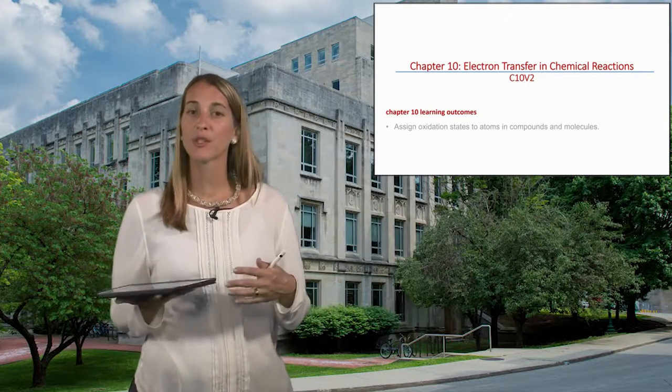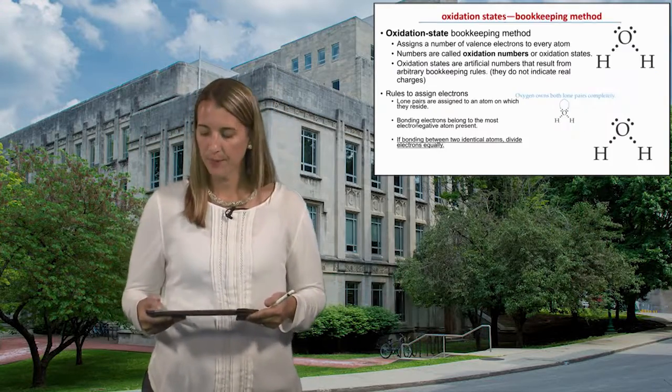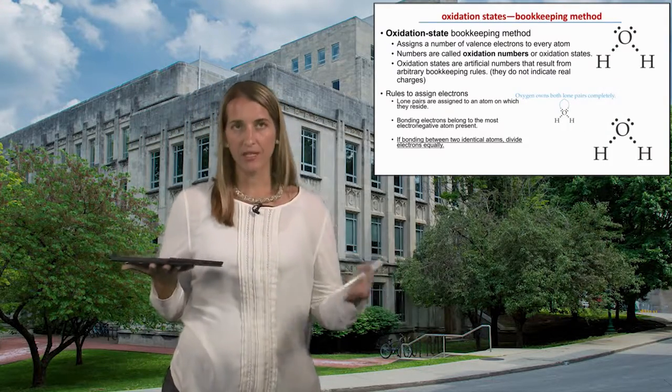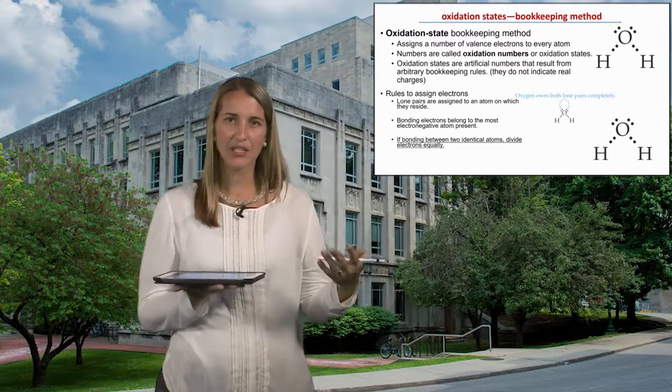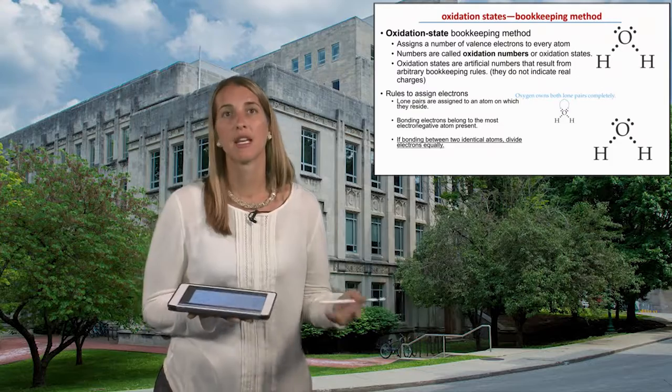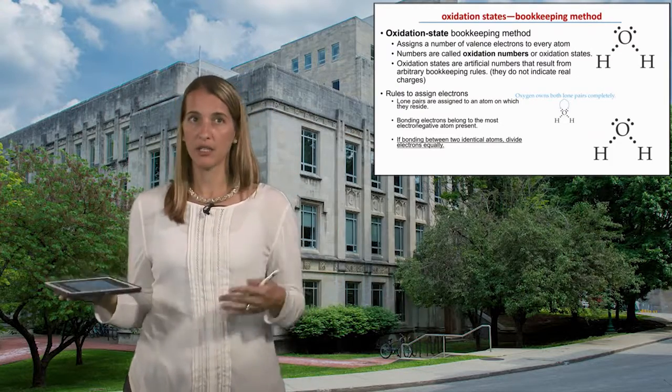Oxidation states, oxidation numbers. How do you assign them in a compound so that when you're looking at a reaction, you can determine what has gained and what has lost electrons? There are a few methods. There's two methods of these. There's one that is not as used, but it is helpful for some cases. And then there's another one that has a bunch of lists of rules and stuff.